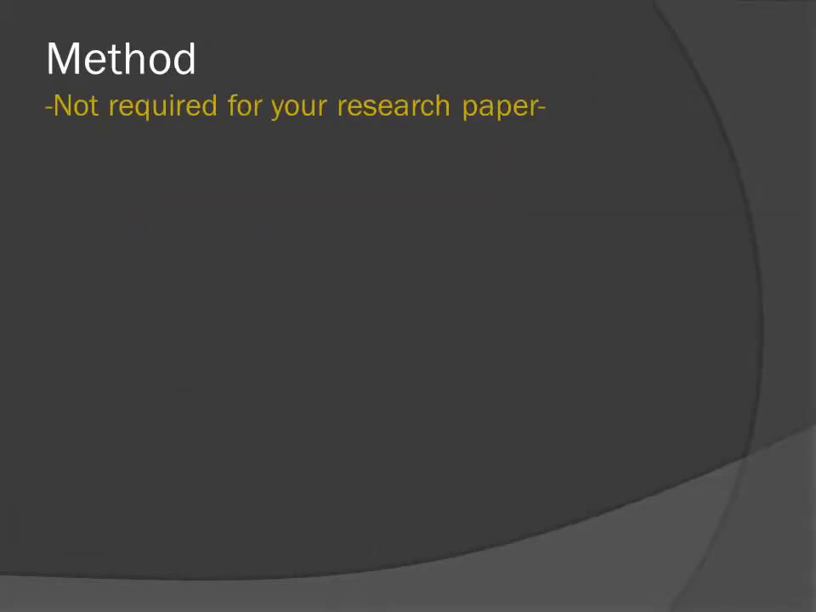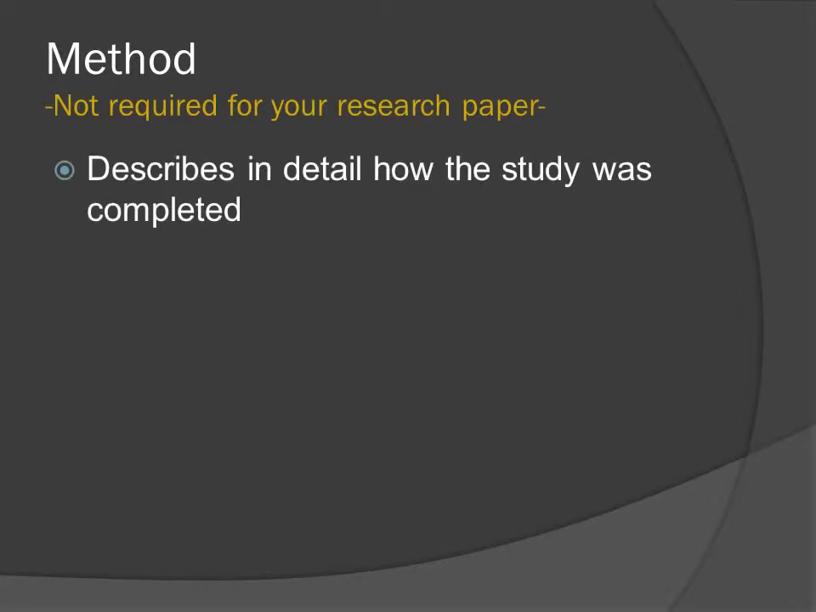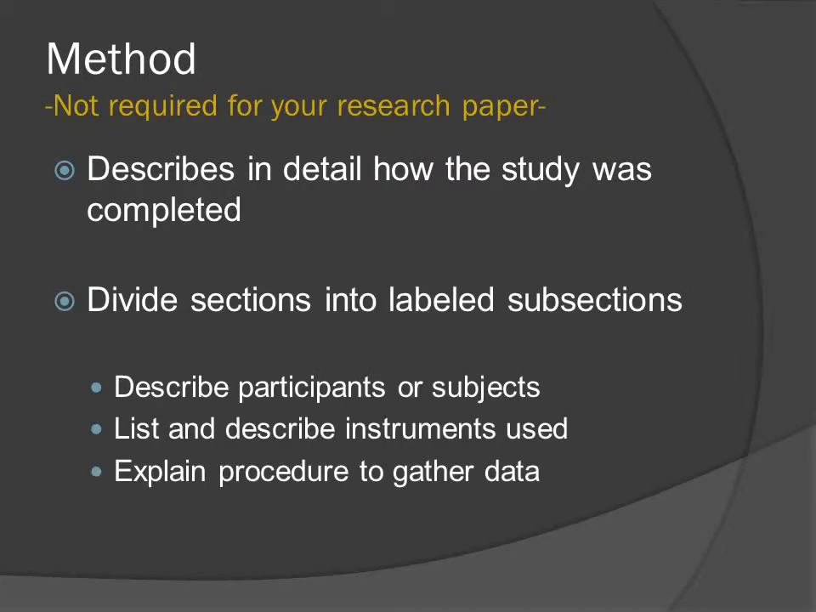The method section, which is not required for your research paper, is an integral part of most academic papers. So you're going to come across it, and it's important to understand what's happening in the method section. Usually, it describes in detail how the study was completed, and includes subsections that may describe the participants or subjects.